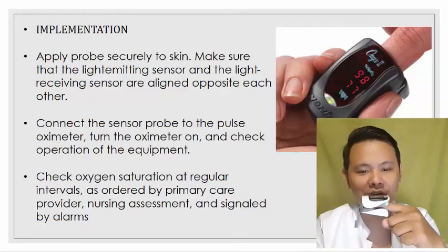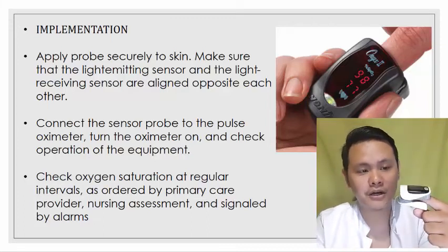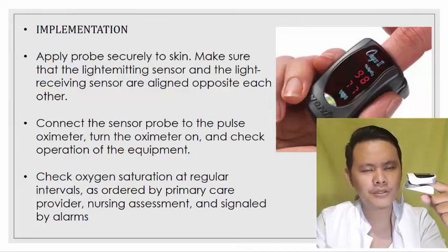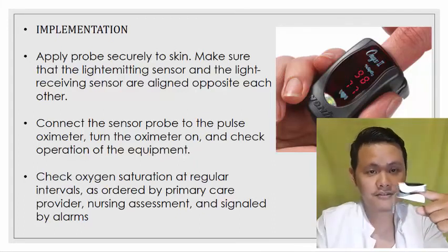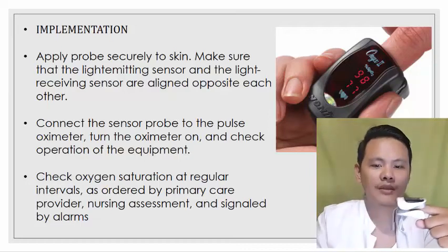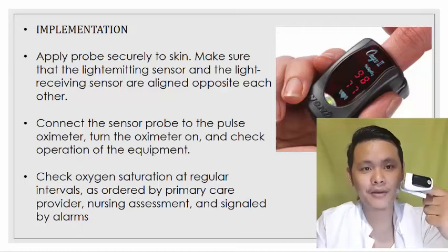Then, connect the sensor probe to the pulse oximeter. Ngayon, kung gamit mo naman yung katulad dun sa akin, which is the fingertip or the cordless, then you can just simply put it on the finger. Okay, then turn the oximeter on. Then, check the operation of the equipment. Kung gumagana, then that's good. Okay, magkakaroon ng reading yan.